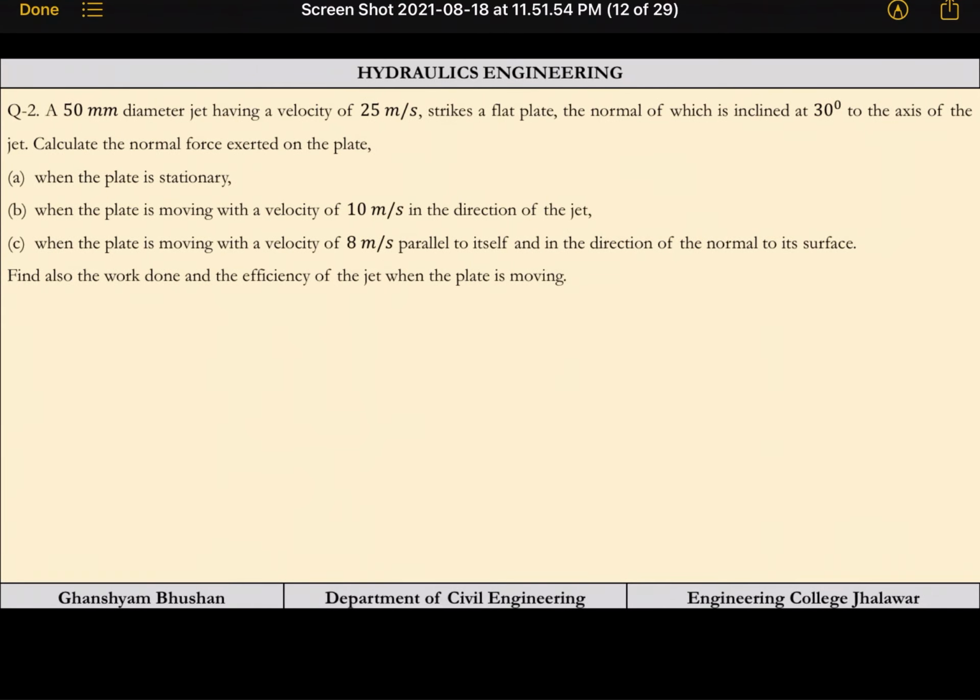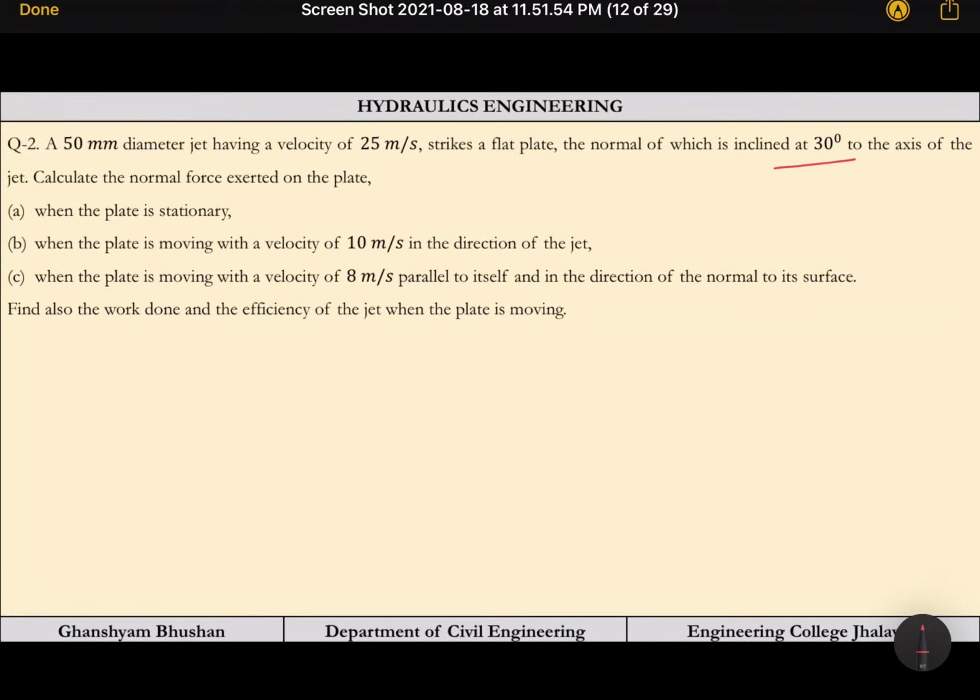So in this case you can solve. So let us try to solve this question. This is the case of an inclined plate, because the angle is given as 30 degree. So 50 mm diameter is given, velocity is given, inclination is given.